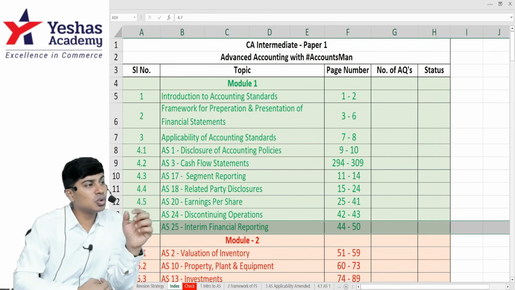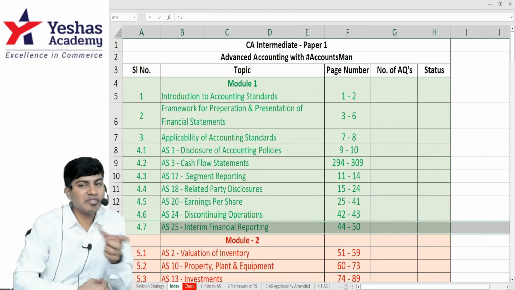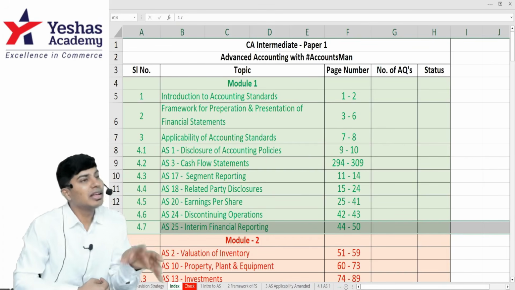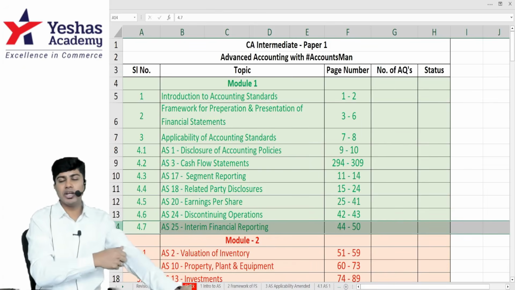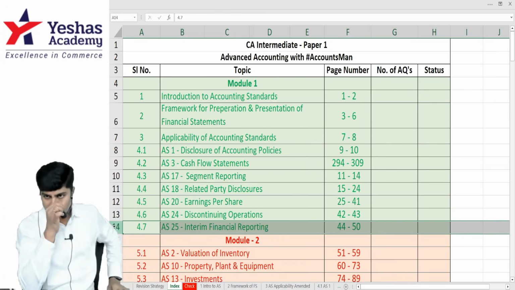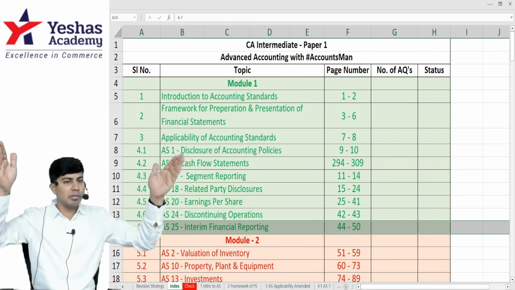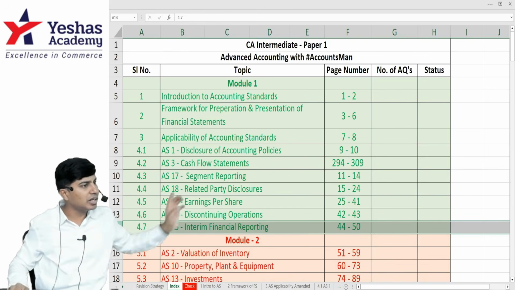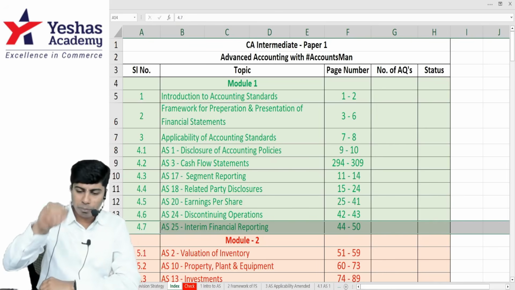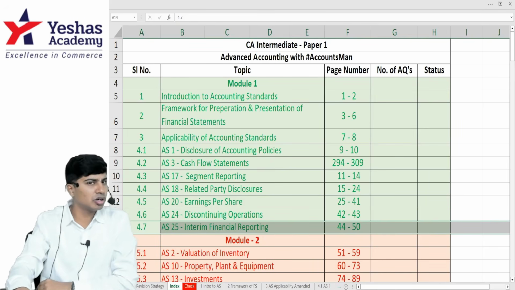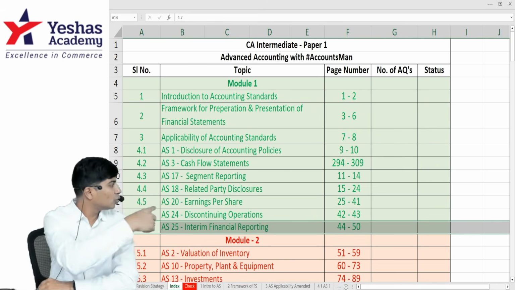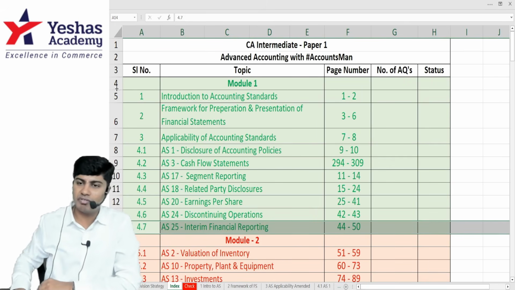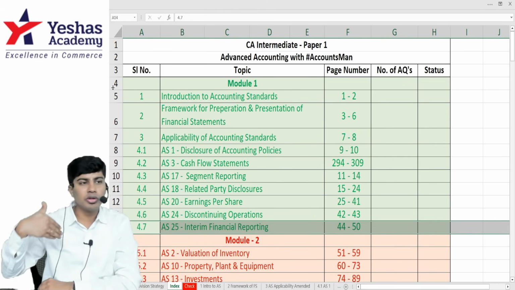Interim report. In your school, you used to write a final examination. After some 6 months, before Dasara holidays, they used to conduct one exam, the mid-term. That is interim financial reporting. You prepare financial statements, but not for the full accounting period of 12 months, but for half a year, 3 months, 1 month. All of that is interim reporting. Whenever you report financial statements for a period shorter than a year, you have to apply Accounting Standard 25. And with this, we finish module 1.